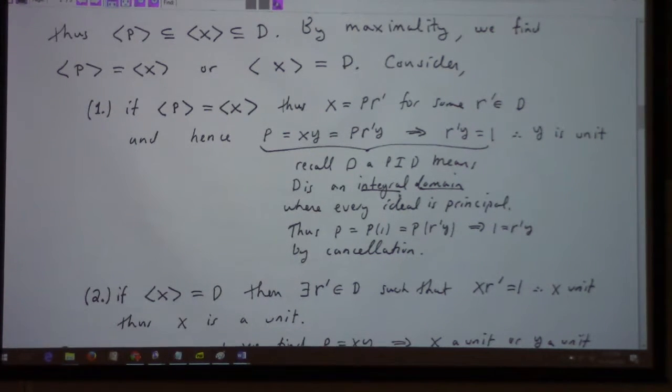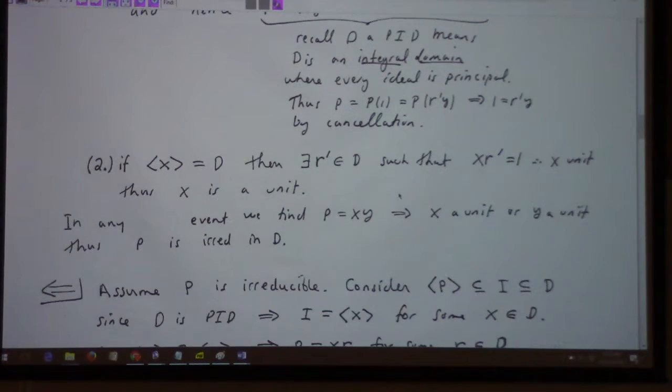Okay. And then case 2, if x is equal to the whole shebang, that means that there exists an r prime such that x times r prime is equal to 1, which means that x is a unit. Because it has to hit 1. If it generates all of D, it generates the unity, which is in there because it's an integral domain. Because if it's a principal ideal, it's an integral domain in which every ideal is principal. And then in either case, we get a unit in p equals x times y, which means that it's irreducible. And there's the forward implication.